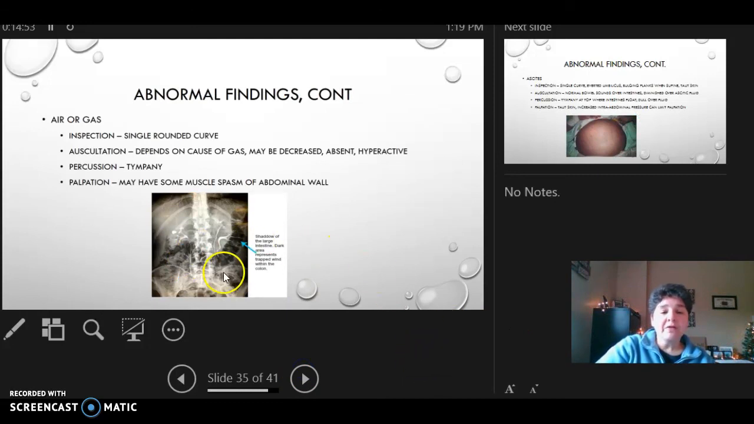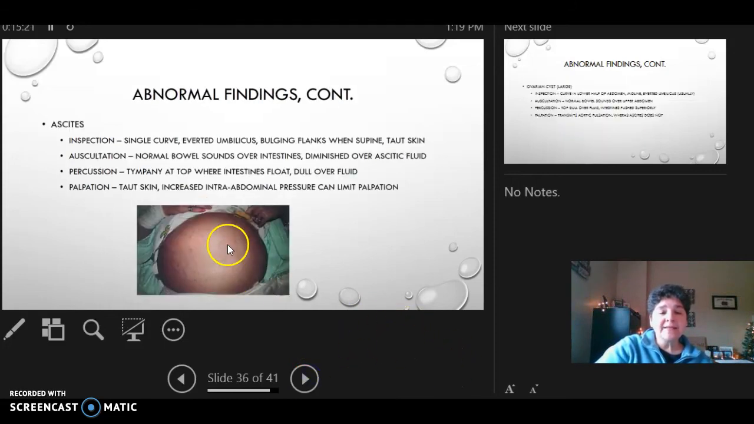This is a picture of a lot of gas built up in the abdomen. This might be something that you would see. Patient comes in and they may have a real rounded or curved abdomen. You may not be able to hear very well just because of the excess gas in there. You still should hear tympany when you percuss, but they may have some more pain and some spasms of the abdominal wall.